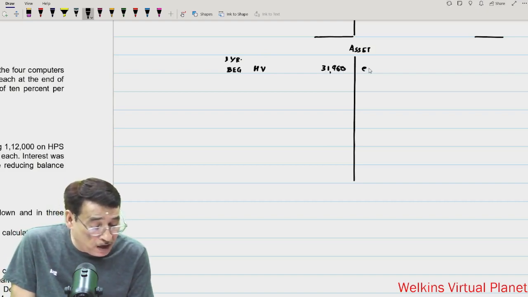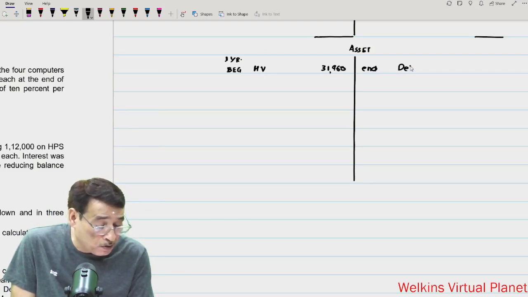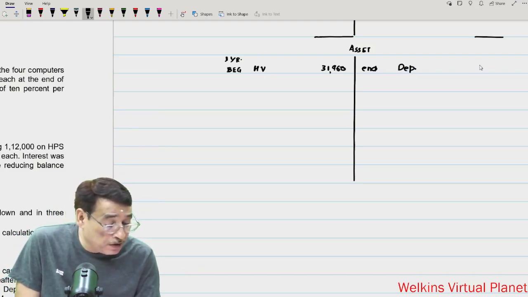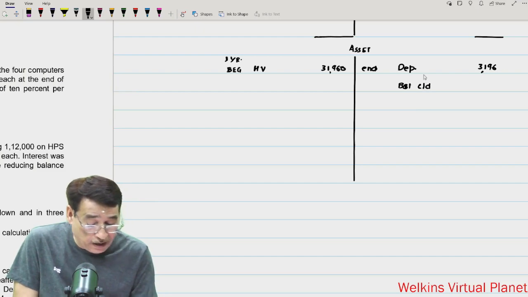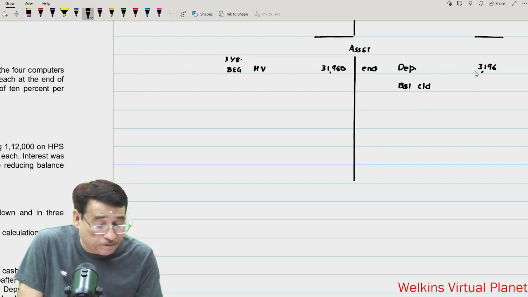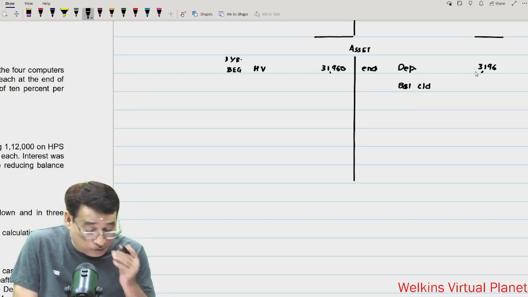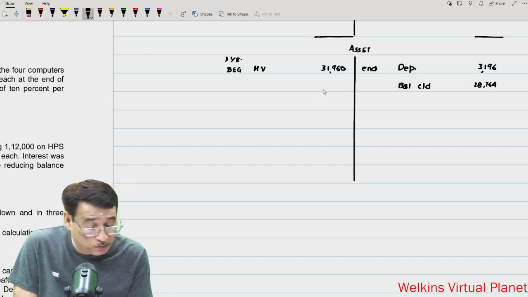Then we will reach the end of the first year. We will charge the depreciation. The depreciation is 10%, so 3196 and so on. Now you will write here balance carried down. When you will write here your balance carried down will be 28,764. What will be the balance? 28,764. I think so.